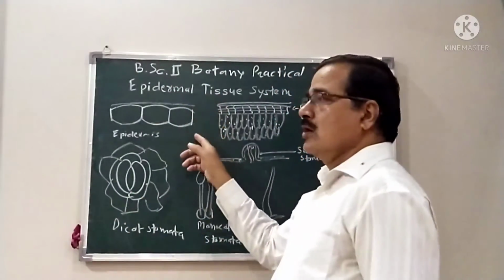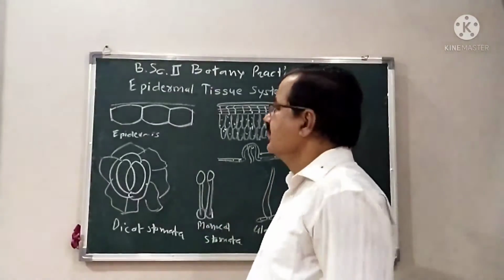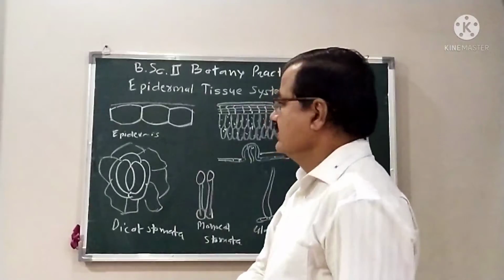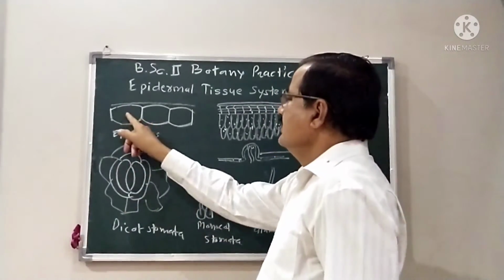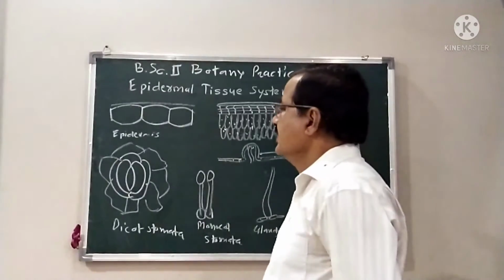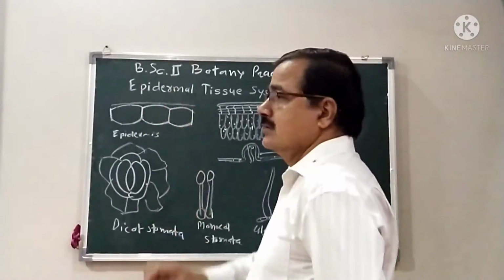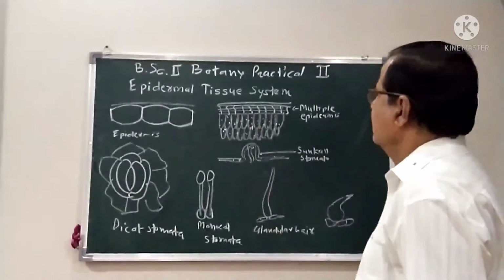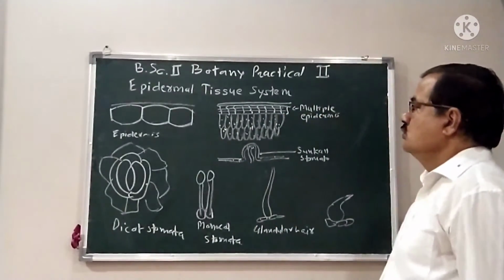This practical is only for identification. If this type of epidermis is given as a slide for identification, it is known as a unicellular or single-layered epidermis. It is found in all types of plants. The second slide given is from the epidermal tissue system.